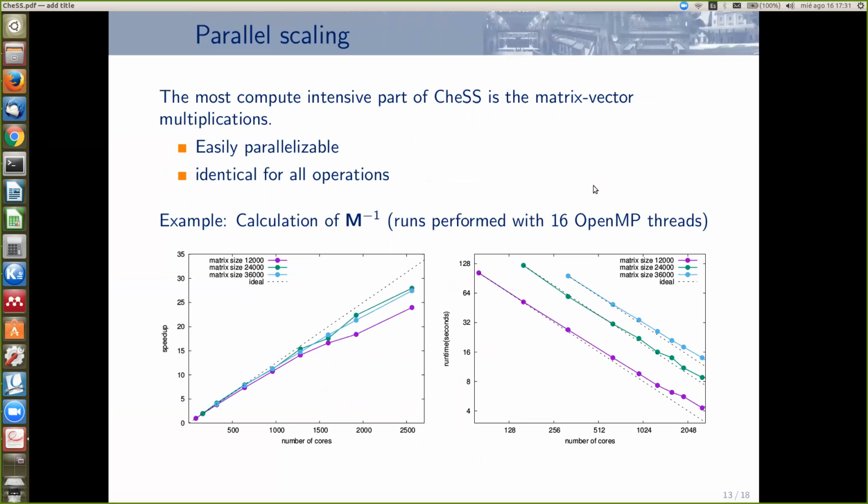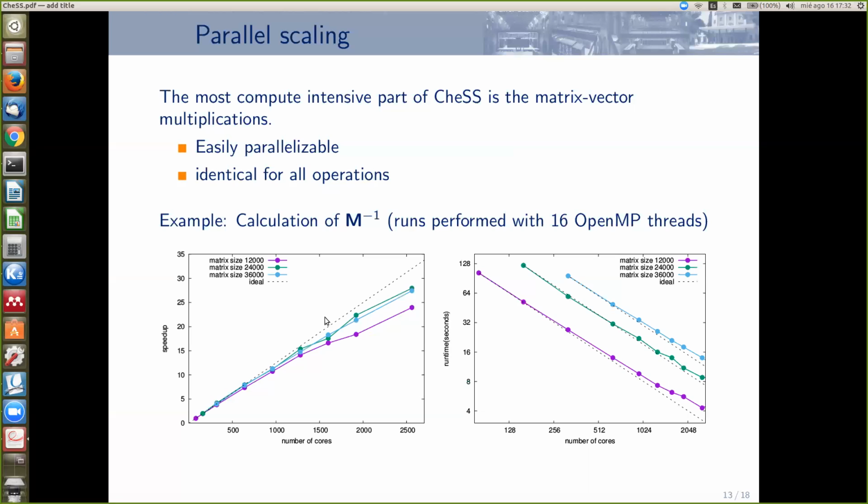Then parallel scaling, that's very important in CheSS. From the beginning, we designed CheSS to be a massively parallel library. And also the nice thing about CheSS is that the algorithm is intrinsically parallel. The most time-consuming part, the calculation of the Chebyshev polynomials, can be done independently, column by column. So in this way, we get a very, very good parallel performance.